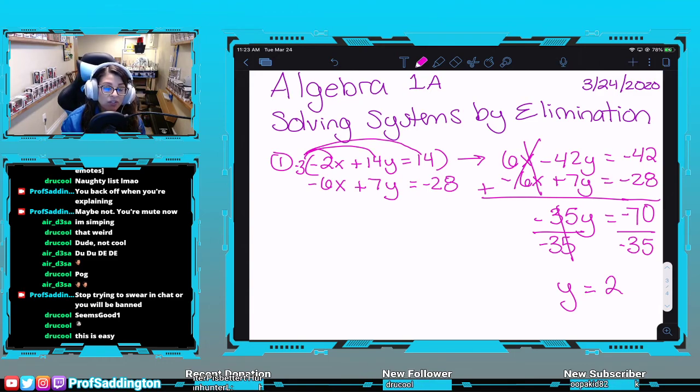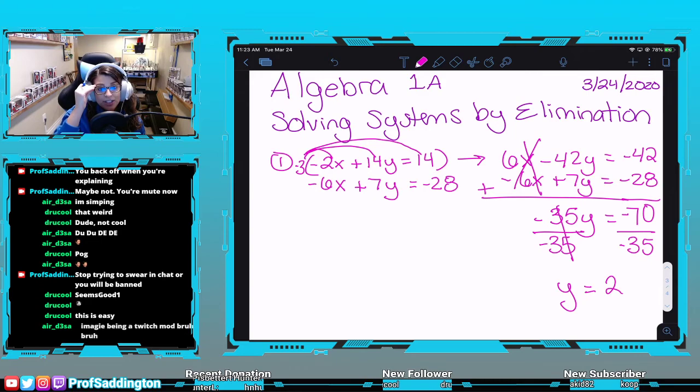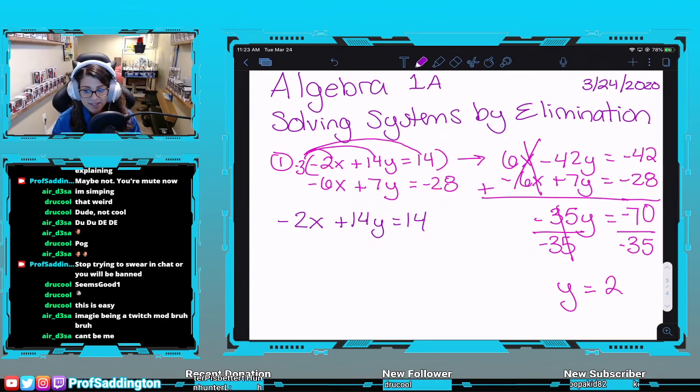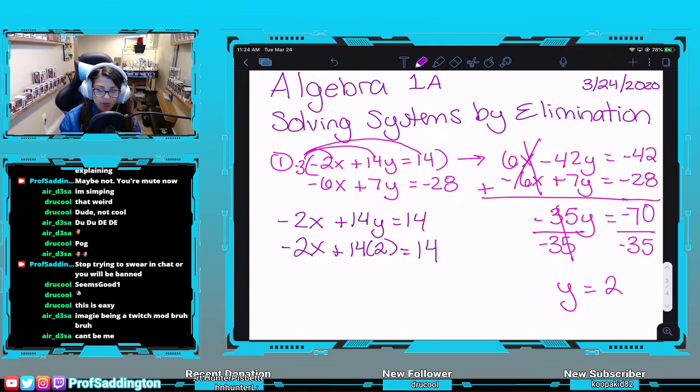So I'm going to go back and look at the original equation, and I'm going to substitute in. So it doesn't matter which original that you pick. Usually I pick the one with the smaller numbers, but these two are kind of equivalent. So I'm just going to pick the top one because why not? So I'm going to rewrite it, and now it's just simplifying and solving a normal equation.